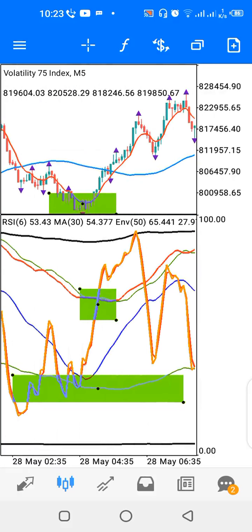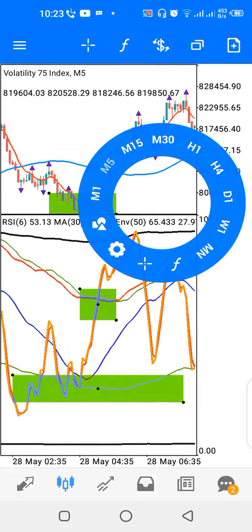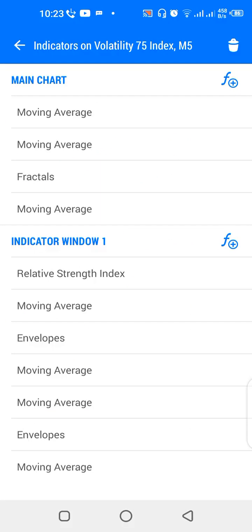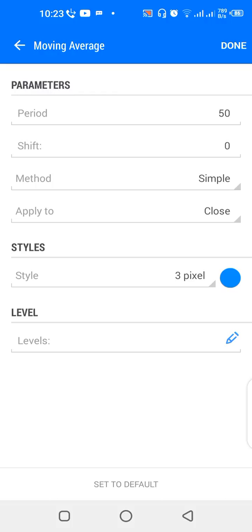Okay, let's look at the parameters for the strategy. Okay, on the main chart, we have moving average. We have 50 period simple moving average. Apply to close. Shift is 0 and the color is blue. Then we have 850 period simple moving average. Apply to close. Shift is also 0, but this time around the color is black.